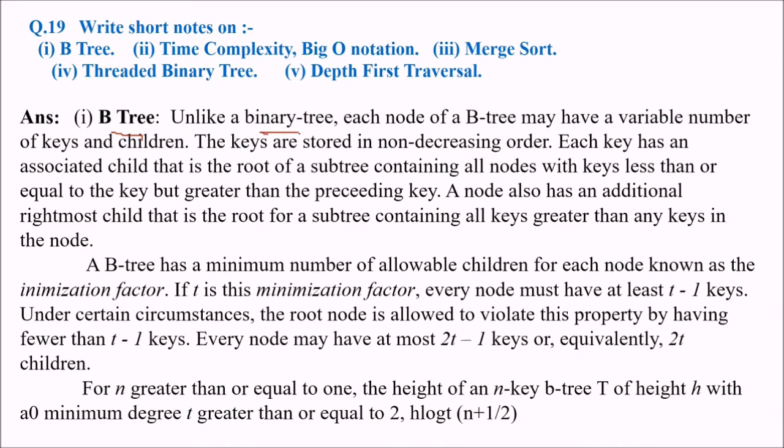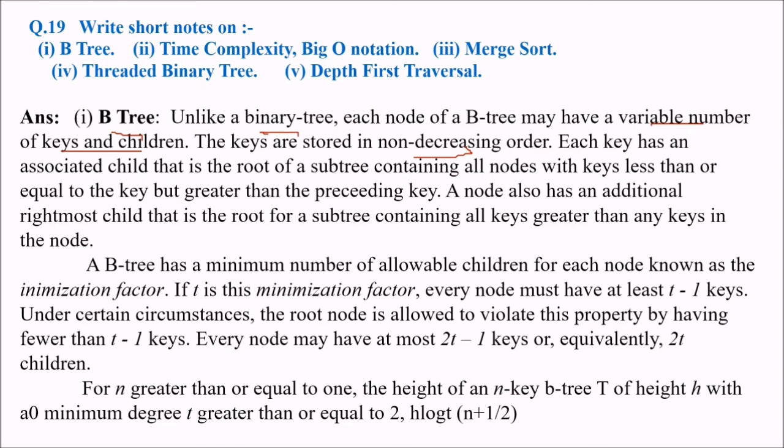So unlike a binary tree, each node of a B tree may have a variable number of keys and children. Variable number. So the keys are stored in non-decreasing order. They are stored in non-decreasing order. Means, can you say increasing order?